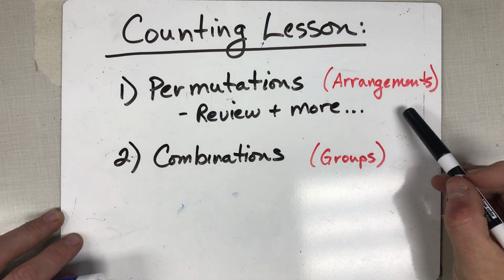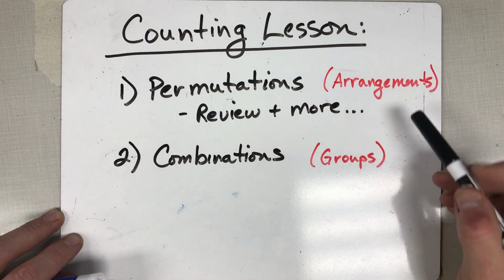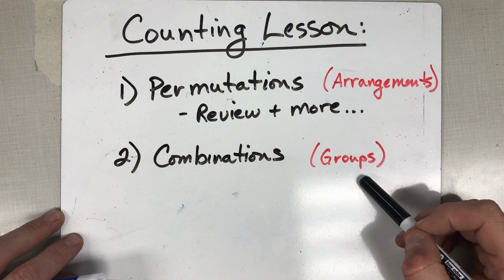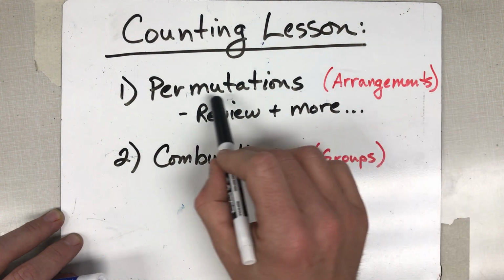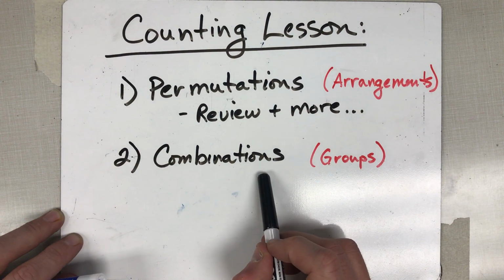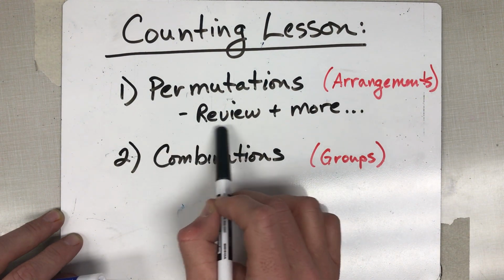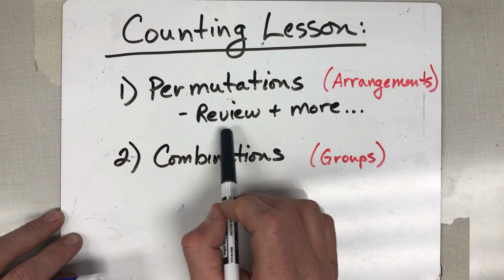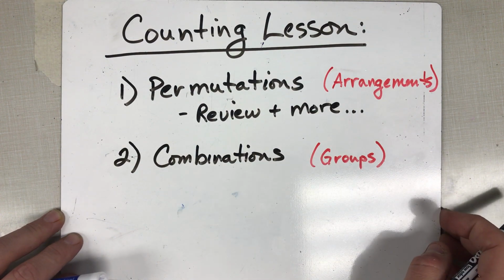Okay, this video is going to walk you through how to count the number of ways you can arrange things or the number of ways you can group things. The number of ways you can arrange things are called permutations, and the number of ways you can group things are called combinations. We'll be reviewing a little bit of what we talked about earlier in our previous counting lesson. So let's look at and review what a permutation is first.